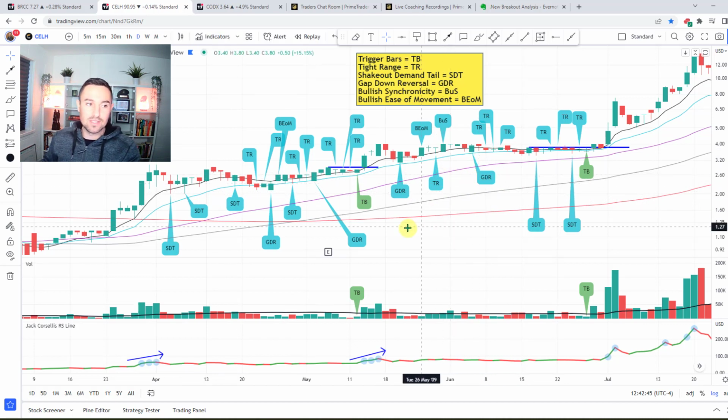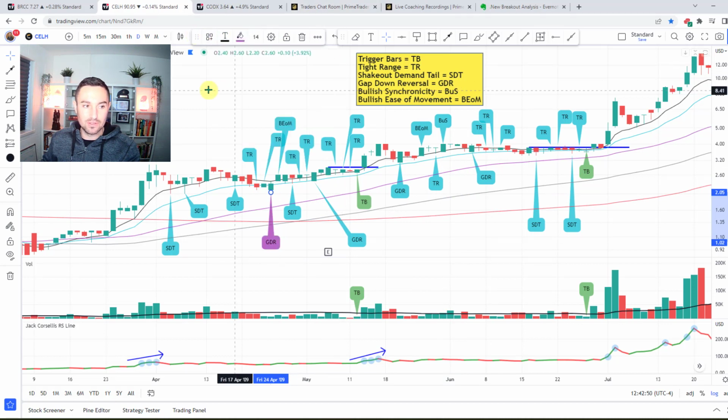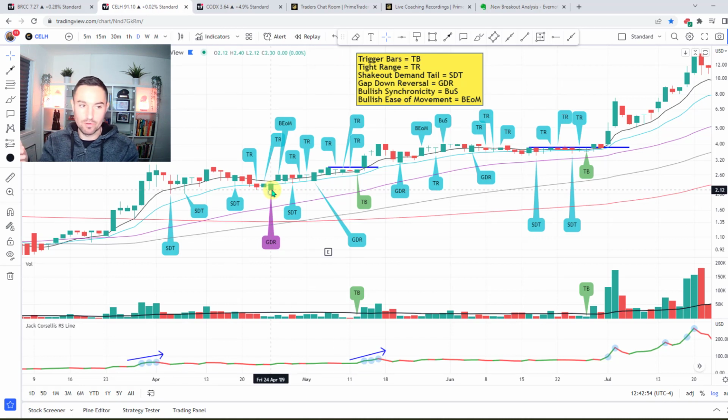So we're on Celsius here. Now this is the gap down reversal bar I'd like you to focus on. I'm going to put it in purple. So this here is a gap down reversal bar. Now what is a gap down reversal bar? It's similar in a way to a shakeout demand tail, but the characteristics are a little bit different in terms of how a gap down reversal bar works.